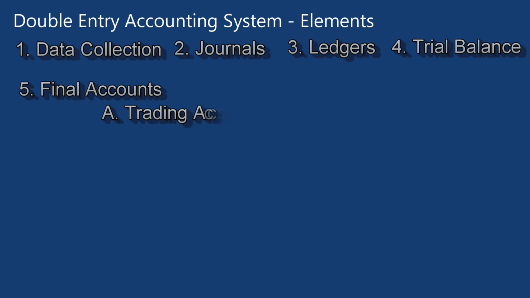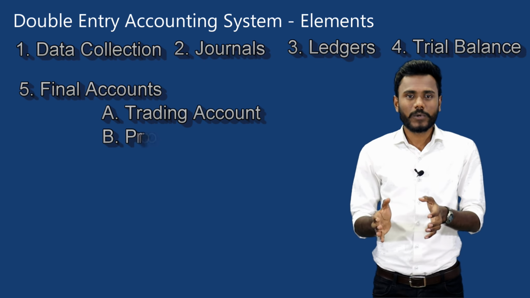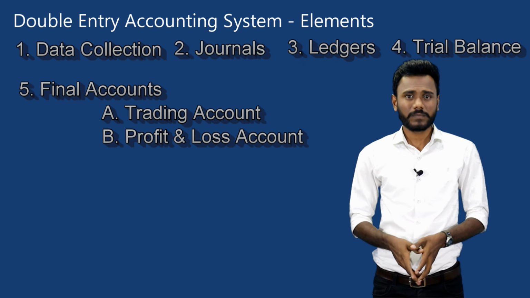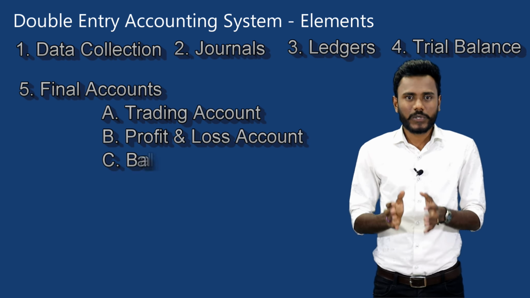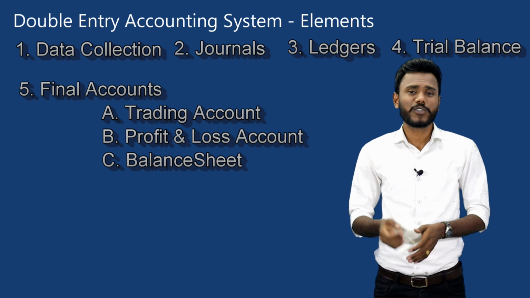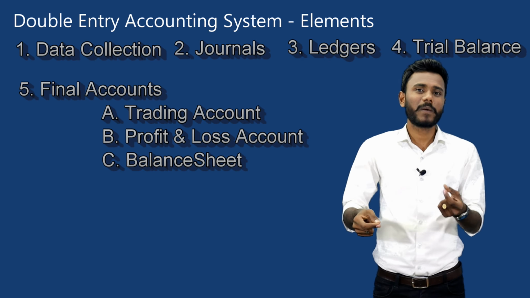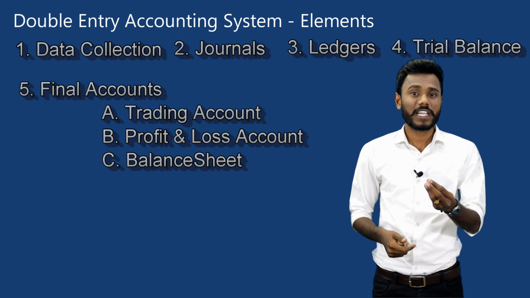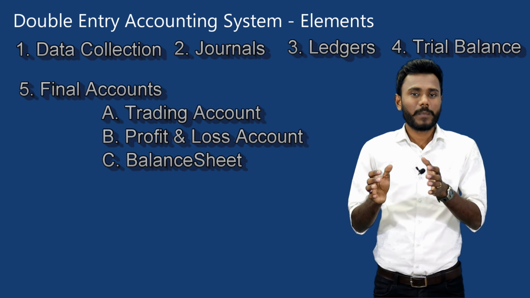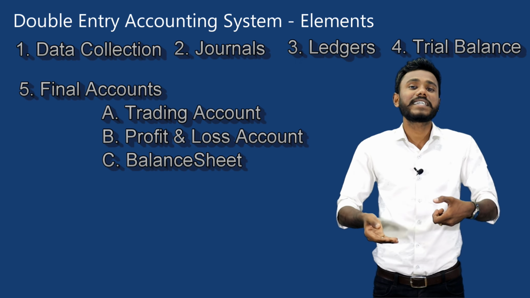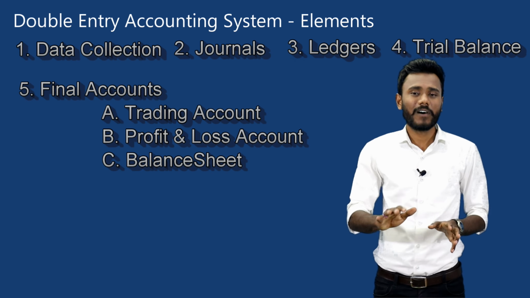The first statement is the trading account. What is that? A trading account is a statement which shows the business gross result, whether the business is giving you gross profit or gross loss. So you can find out the business gross result by preparing a trading account. The next one is the profit and loss account. The profit and loss account is a statement which shows the business net result, whether it is giving you net profit or net loss.